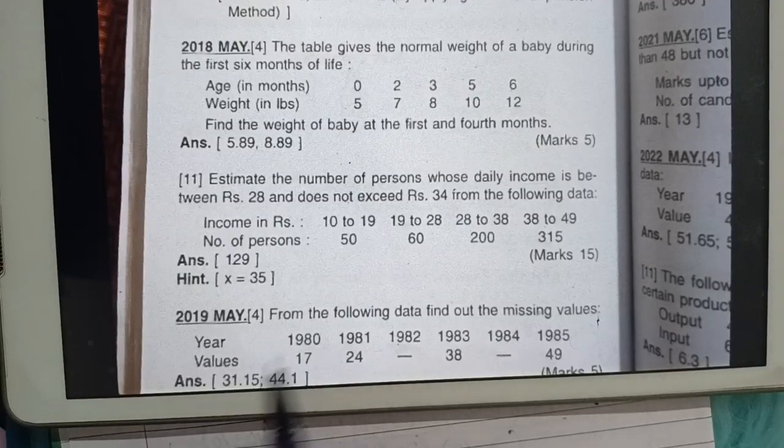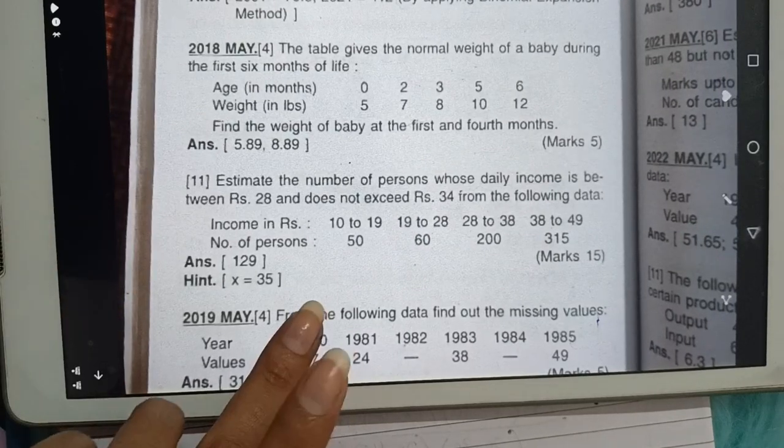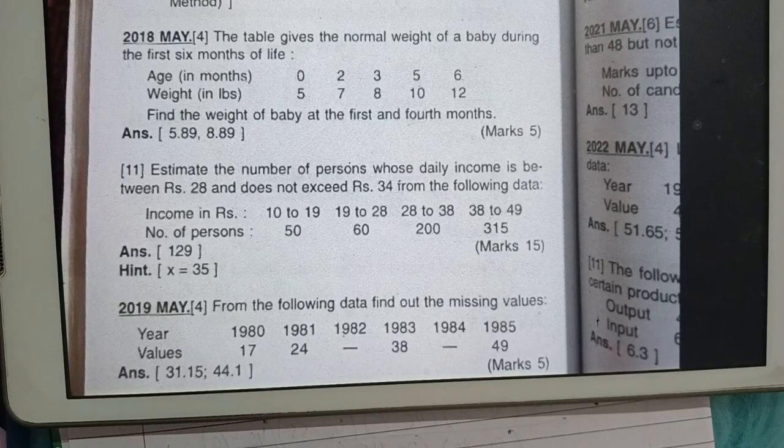Now we are starting with the next question, that is 2018 May 11th question. Just check out the question. They asked for between 28 to 34. 34 से ज़्यादा नहीं होना चाहिए. सो हमें लेस देन में करना पड़ेगा, बिकॉज उनके बीच का पूछा उसने. ठीक है, तो लेस देन में करेंगे, तो लेस देन में 19, 28, 38, 49 ऐसे लेस देन होगा.